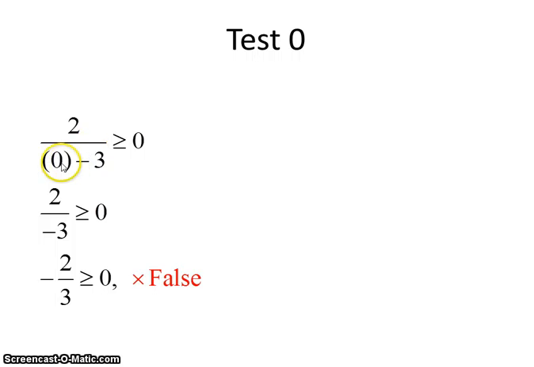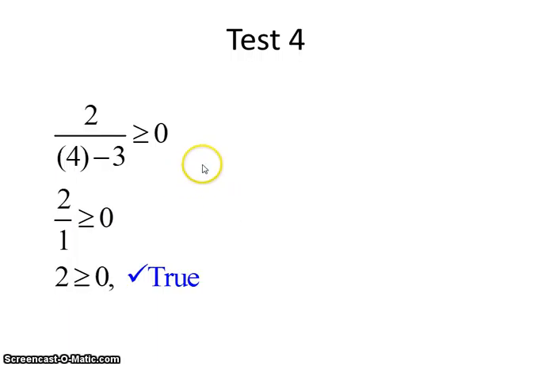So testing 0, just plug it in and I get 2 over 0 minus 3 is greater than or equal to 0. 2 over negative 3 is greater than or equal to 0, and whenever we have a fraction with a negative sign inside the numerator or the denominator, we can just pull it out to the side. So negative 2/3 is greater than or equal to 0. That is false. So the point 0 is not part of our solution set or our interval. So we know that every point to the left of that boundary point 3 is also not going to be a solution. Let's try 4.